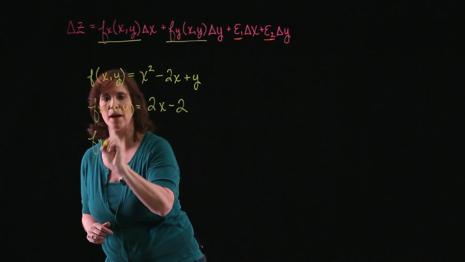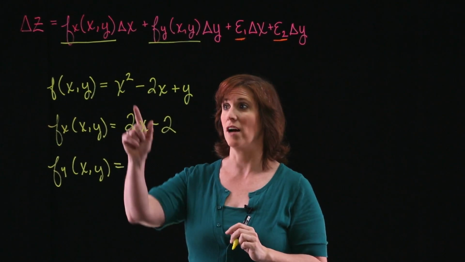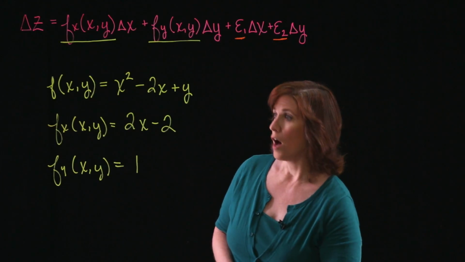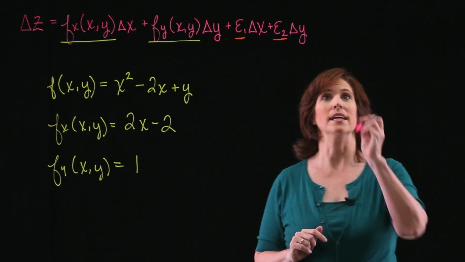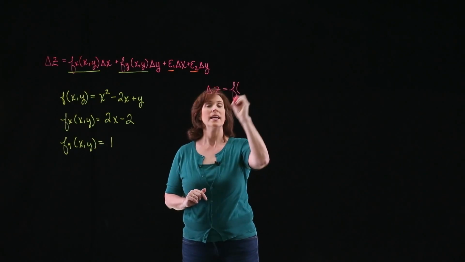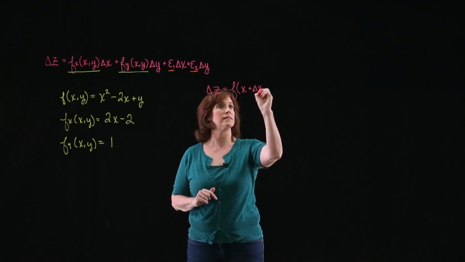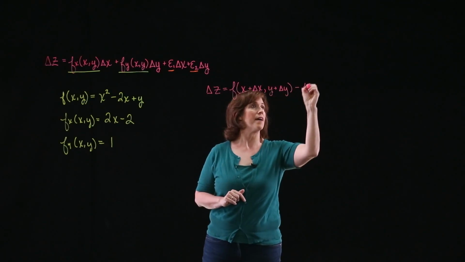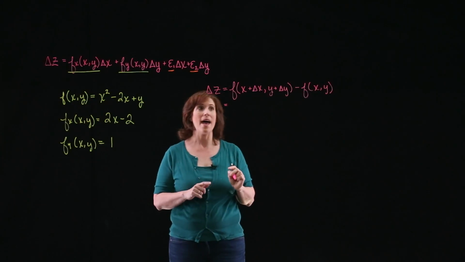And the first partial with respect to y, this time I'll be treating x like it's a constant, and so my first partial will just be a 1. Okay, so what I want to do then is go ahead and calculate delta z. Well, what is delta z? Delta z is the change in the function, f of x plus delta x, y plus delta y, minus f of xy. So let's go ahead and plug this in.